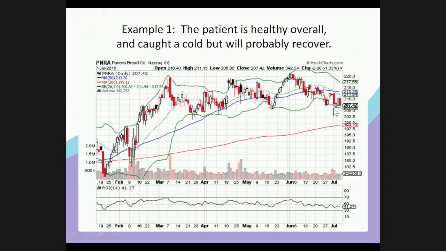So the patient caught a cold, yes, but that doesn't mean the patient is dying or has a fatal illness or anything like that, because overall the trend is up. And so the patient will probably recover from this cold, so to speak. If we look at the RSI, it's not quite in oversold territory, but it could certainly get there. So this could either be purchased now, or it could at least be on our watch list.